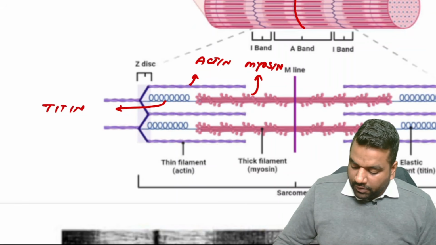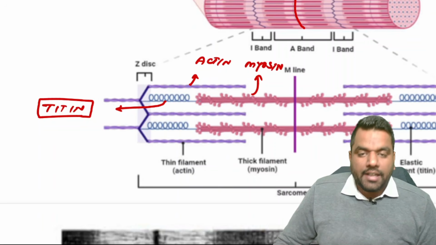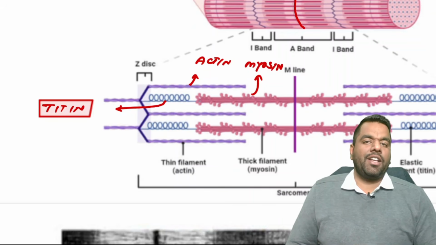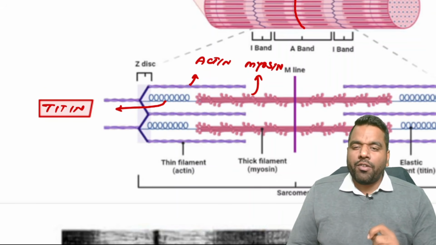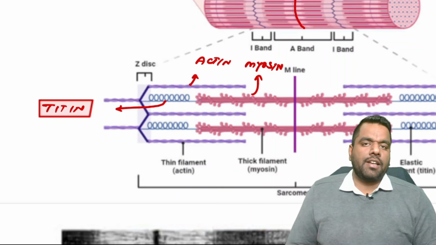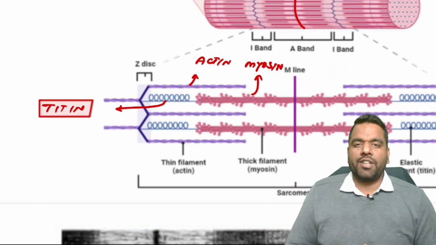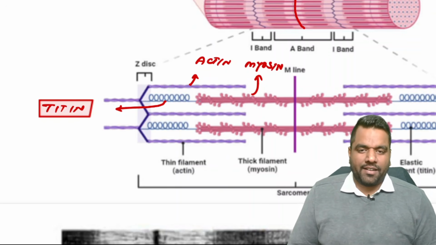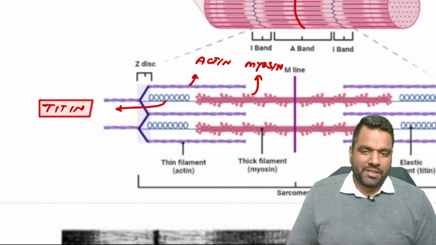Very important: titin is an elastic protein which provides the elasticity of the muscle. If titin is absent or mutated, the elasticity of the muscle is lost, and that condition happens in the heart muscle. When the heart muscle loses the titin protein, there is a condition called dilated cardiomyopathy. So titin is very important for providing the elasticity of the muscle.